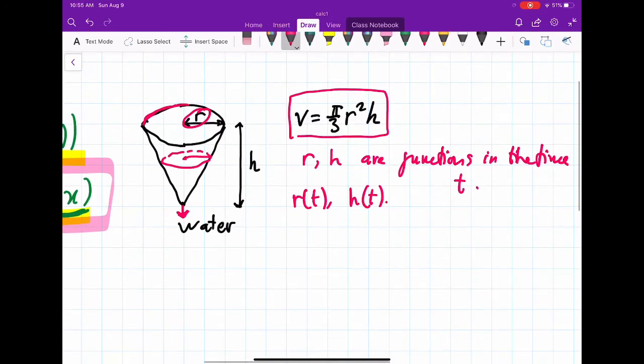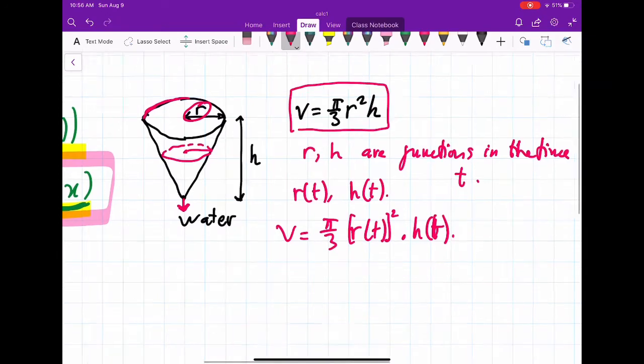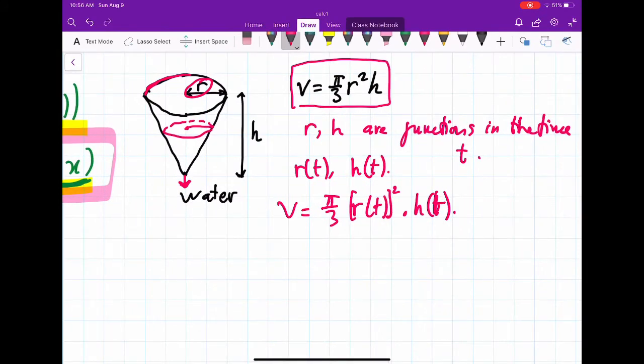Then V is also a function depending on t: V equals pi over 3 times r(t) squared times h(t). So if you want to find the rate of change, how the volume will change depending on how r(t) and h(t) change, you just need to find the derivative of V.